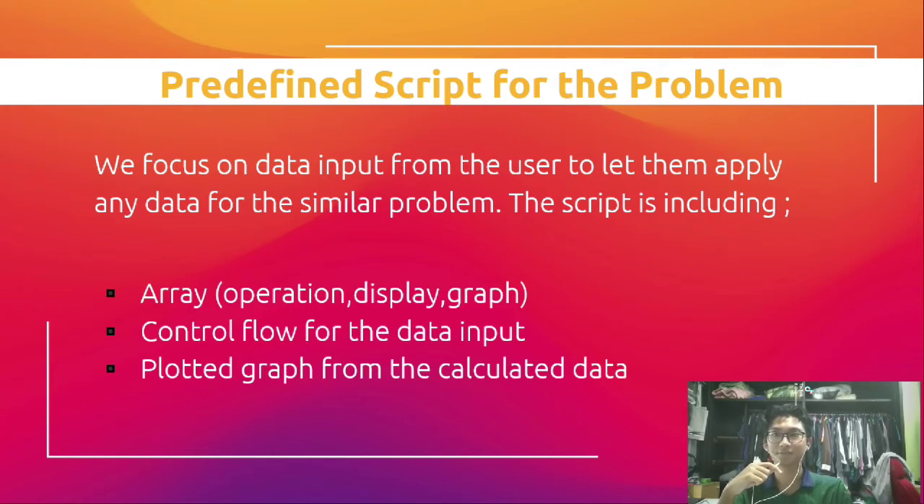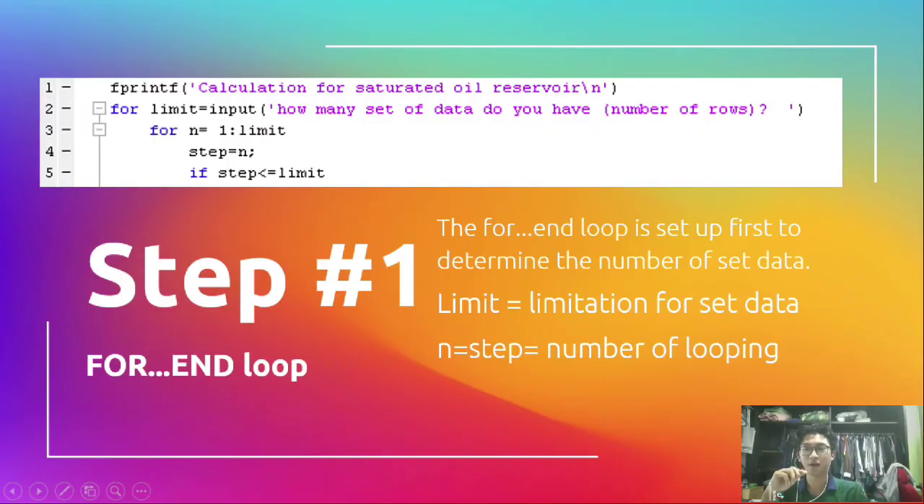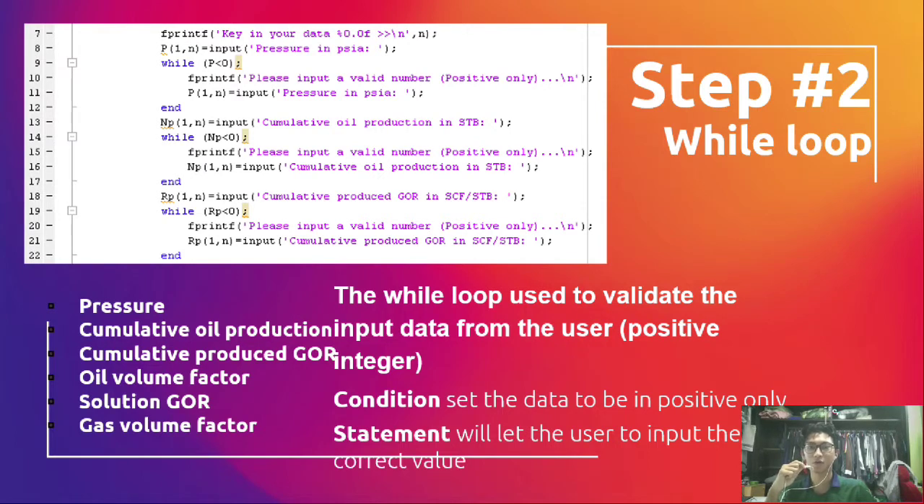For step 1, we use nested for loops as the main loops for the data input from the user. The first loop is for the user to set their limit, and the second loop is to set the step or the number of iterations for their data input. Next, for step 2, we put in a while loop to validate the input data from the user, to make sure the value of the data input is only positive. The condition is set for data to be positive only, and the statement will let the user input the correct data value, as you can see in the MATLAB script.